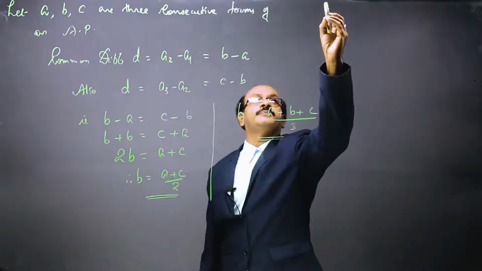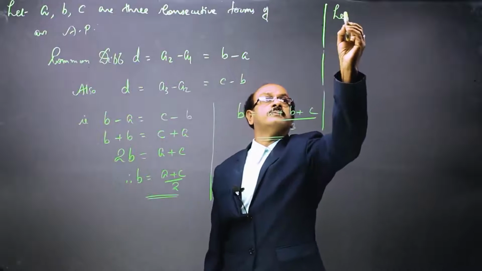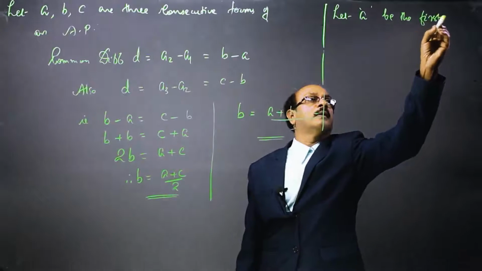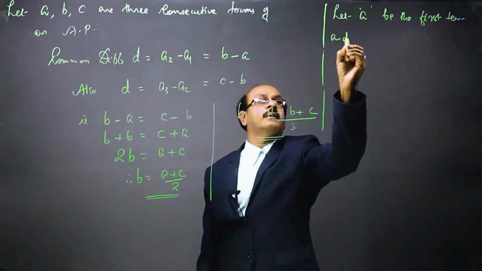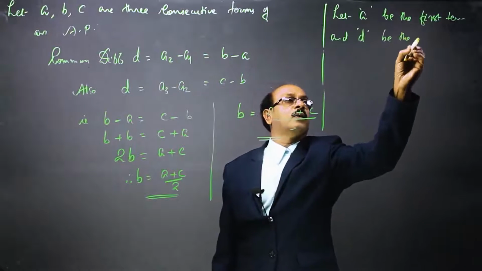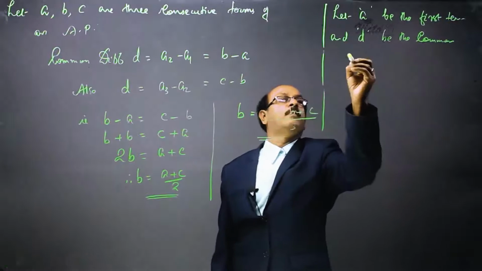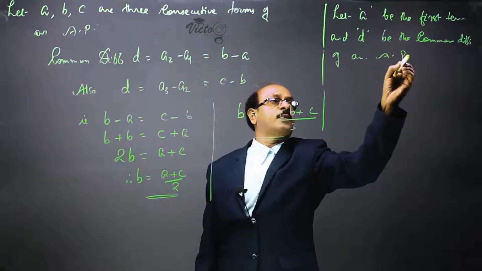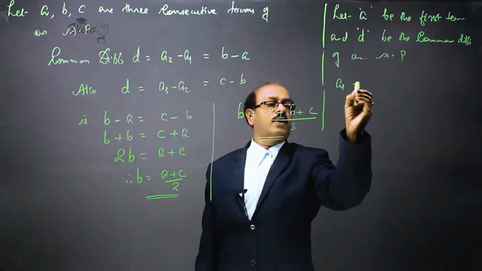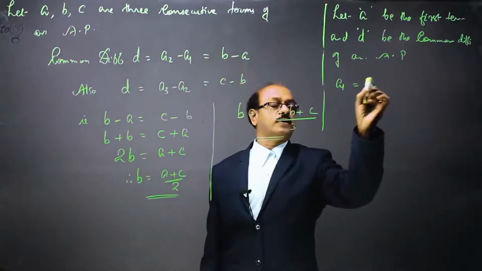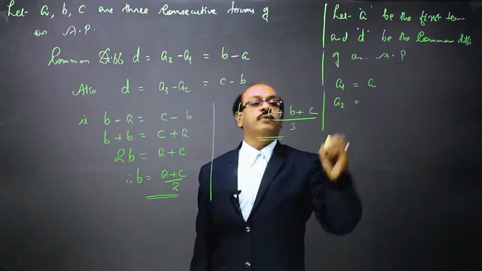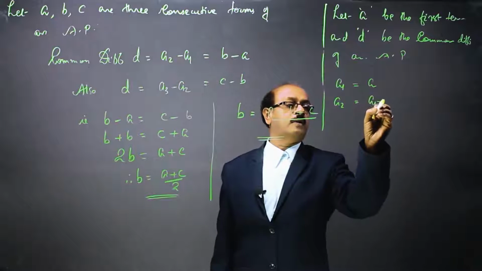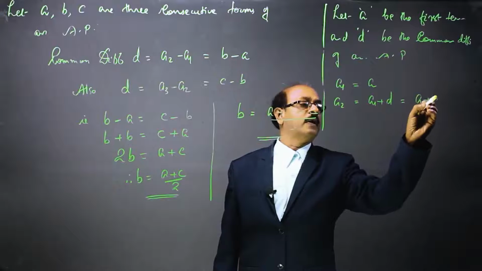Now, let A be the first term and D be the common difference of an arithmetic progression. Now, A1 is equal to A itself. A1 is equal to first term A. A2, how can we find the second term? Adding common difference to the first term. A1 plus D. That means A plus D.